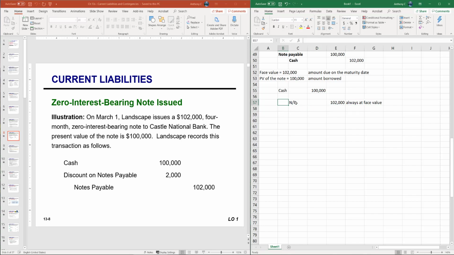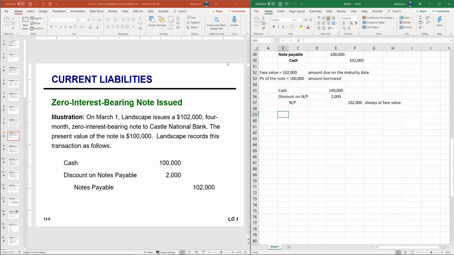So always at face. Right, and then the difference between the issue price or the present value of the note and the face value is our discount or premium. We know we want debits to equal credits. Right, so in this case, since debits are lower, we'll be making a debit to our discount on notes payable for $2,000.